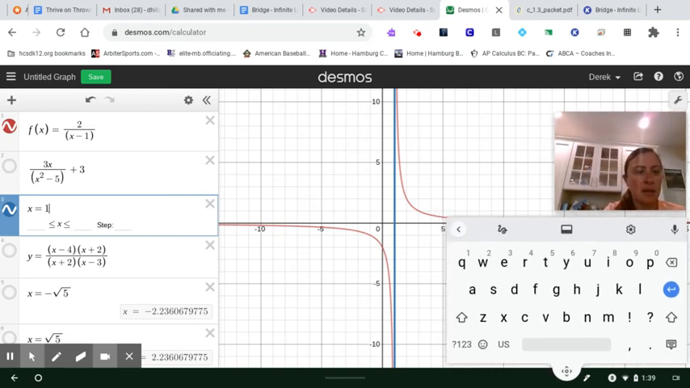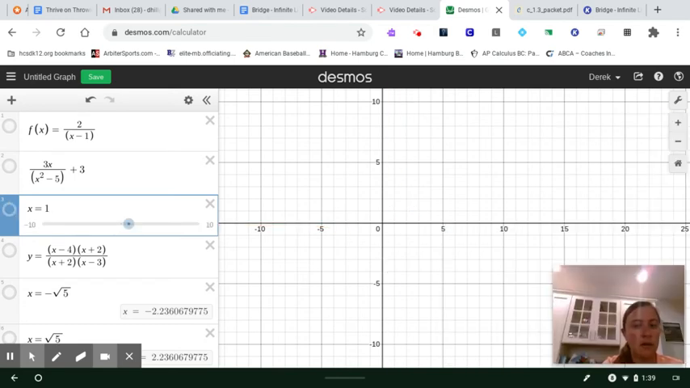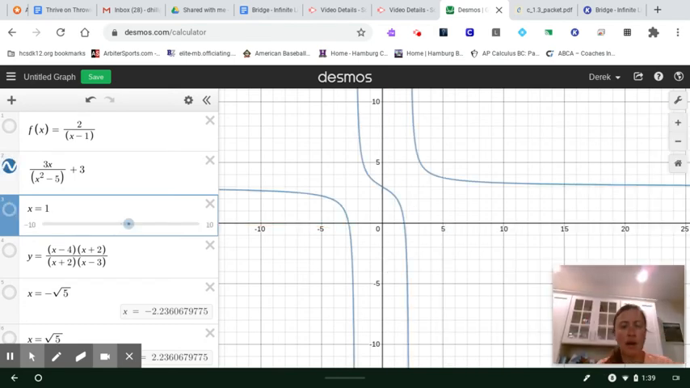All right, let's take a look at another function. I'm going to turn these off. And I'm going to graph this crazy function. 3x over x squared minus 5 plus 3. All right, and how many vertical asymptotes do you think could be taking place?